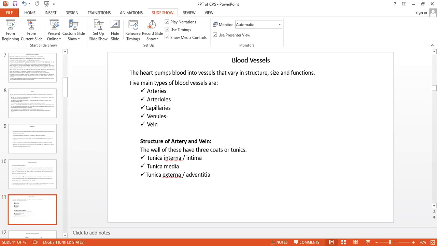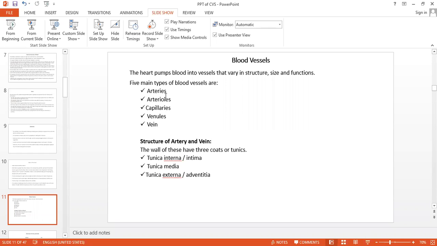The group of capillaries returning back from the tissues reunite, they join, and that forms the small veins. Those small veins are called venules. And those venules again reunite to form the veins. Are you getting? Arteries and veins.